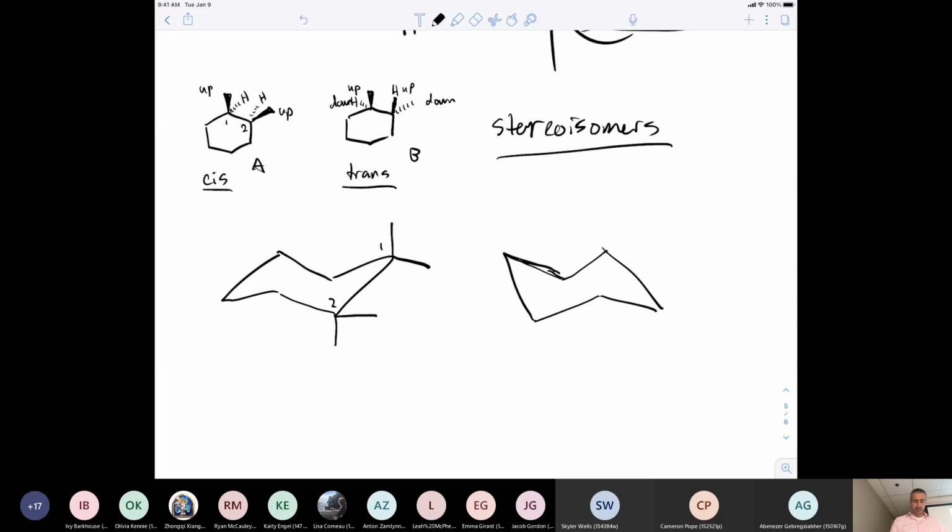Now we've got to just populate these positions that we just drew in with what we see in the structure. On carbon 1, we would say the axial one that's pointing straight up is up, and the equatorial one is below it, so it's down. So on carbon 1 for A, cis, the up group is the CH3, and the down group is the hydrogen.